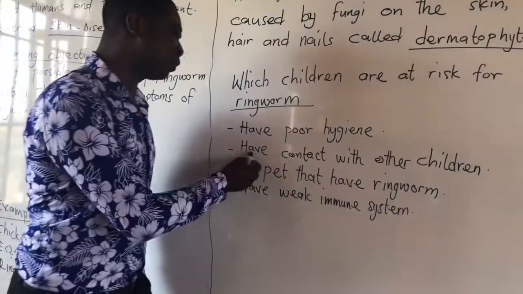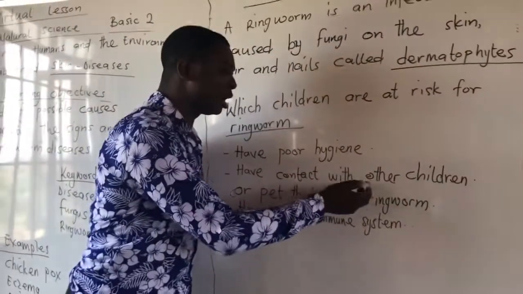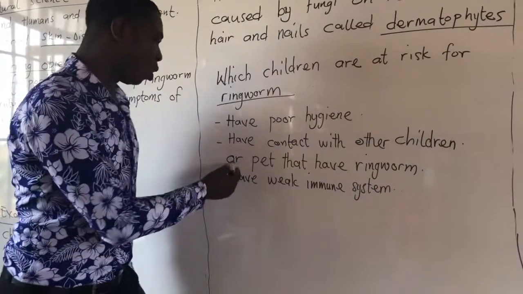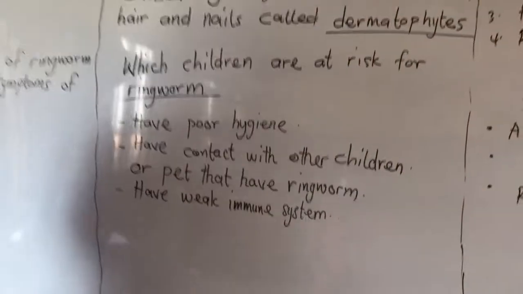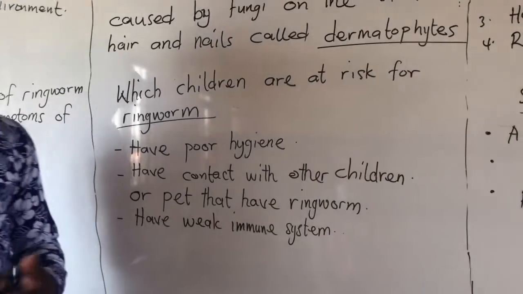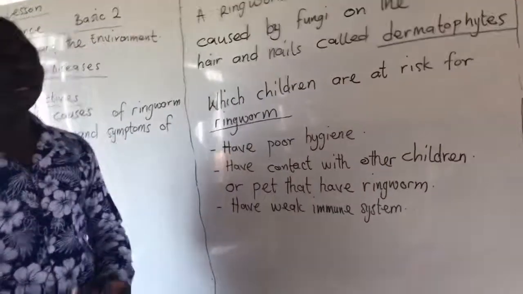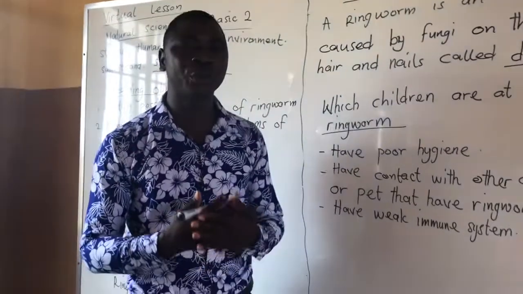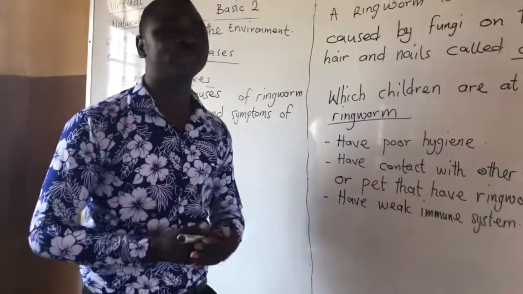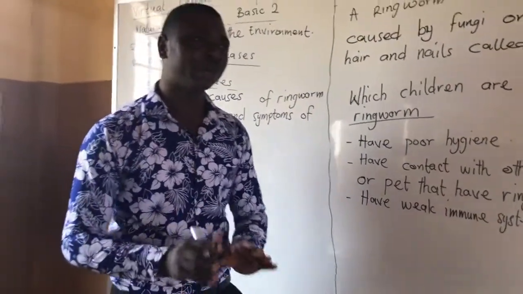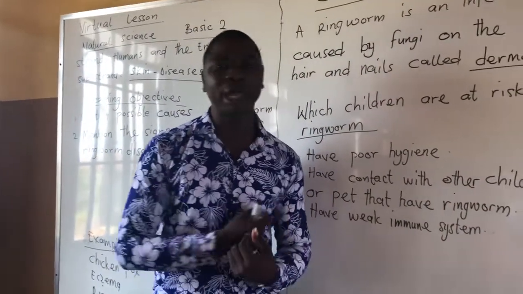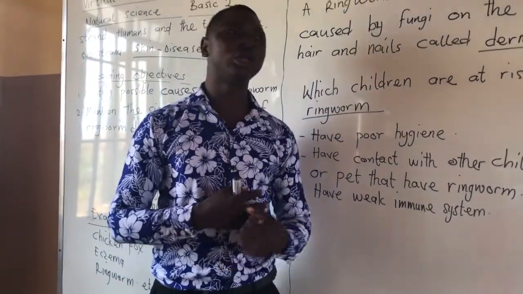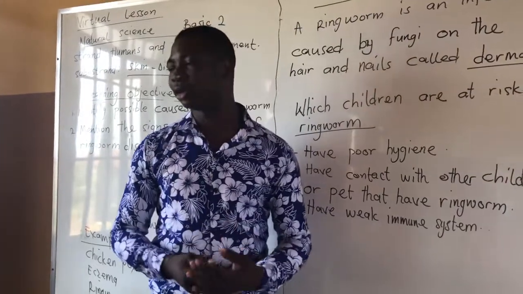Another risk is contact with other children or pets that have ringworm. When you play with children that have the skin disease called ringworm, you can also get ringworm. When you play with or hold pets having ringworm, you can also get the disease.